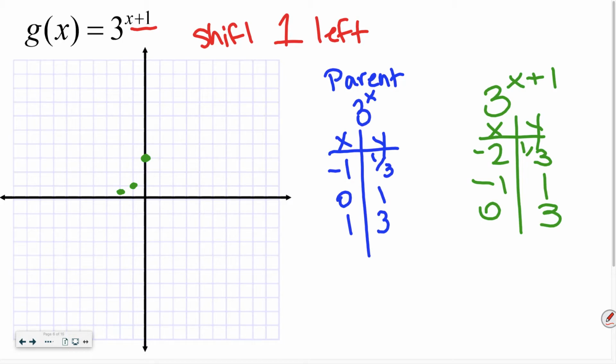Our asymptote is not affected because we had a horizontal shift. So it remains at y equals 0. And there is our new graph.